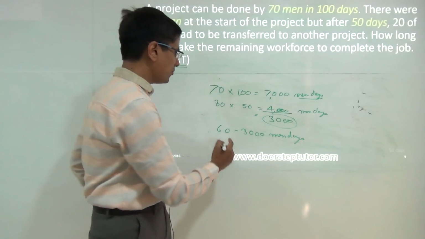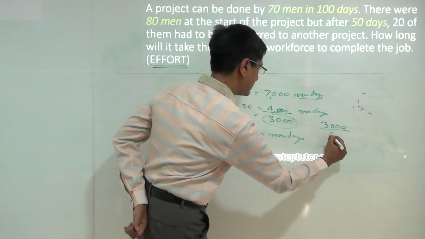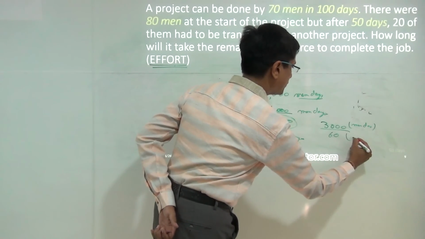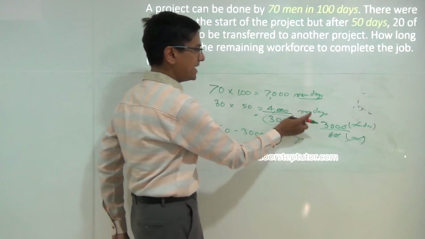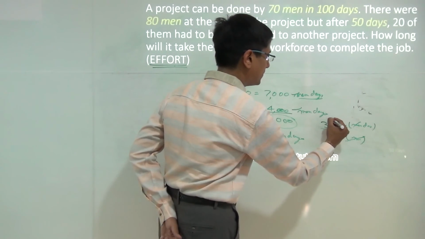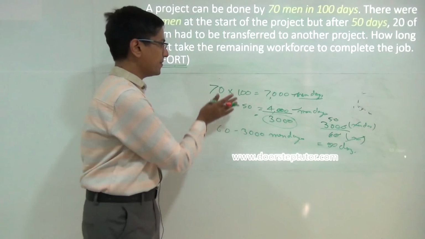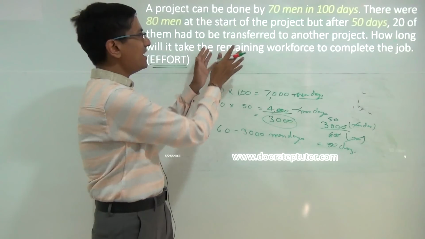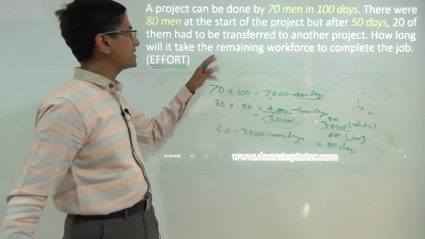So how many days would they have to work? They would have to work 3000 divided by 60. The unit for 3000 is men days, and the unit for 60 is men. So men and men cancel and you are left with days. That's why I say if you keep the units with you, if you understand the units, then the problem becomes even simpler. And the answer is 50 days. Very simple problem, right? But solve it in terms of effort. Understand that it's an effort problem and not really a rate problem. That's why I kept it here to make some distinction.